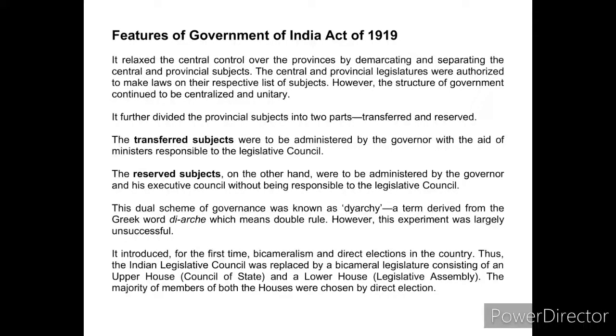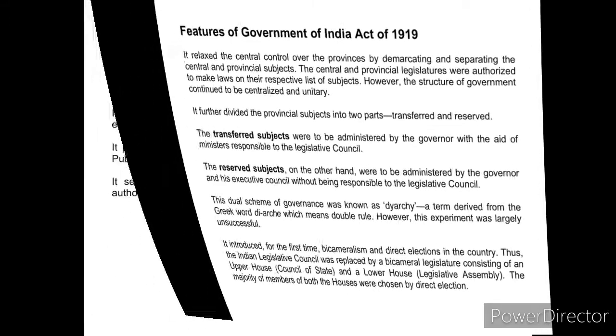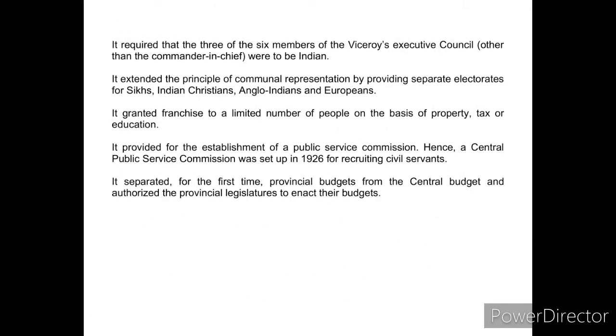It introduced for the first time bicameralism and direct elections in the country. Thus, the Indian Legislative Council was replaced by a bicameral legislature consisting of an upper house, the Council of State, and a lower house, the Legislative Assembly. The majority of the members of both the houses were chosen by direct election. It required that 3 of the 6 members of the Viceroy's Executive Council other than the Commander-in-Chief were to be Indian.